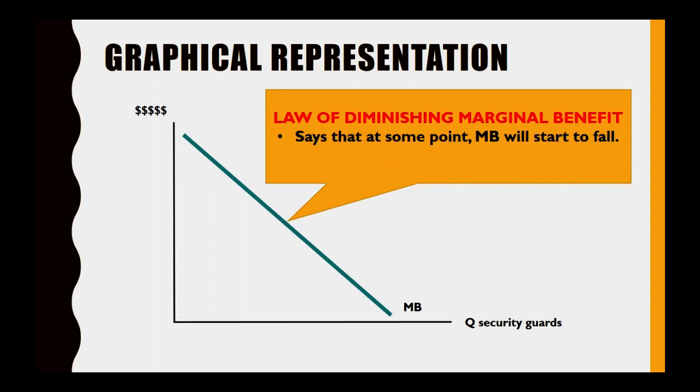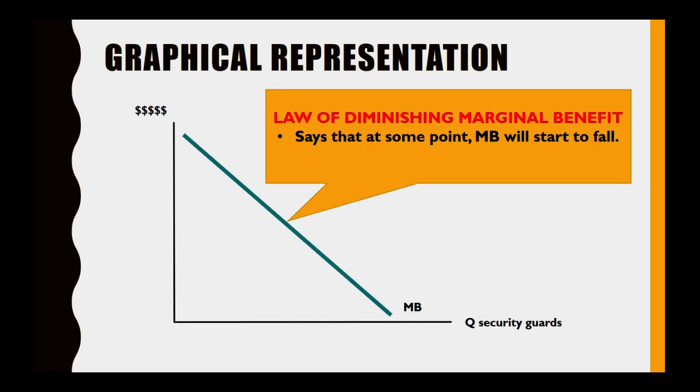So the law of diminishing marginal benefit simply says, and this is important wording, at some point, marginal benefit will start to fall. So underline that phrase, at some point, because I'm using that language very specifically.